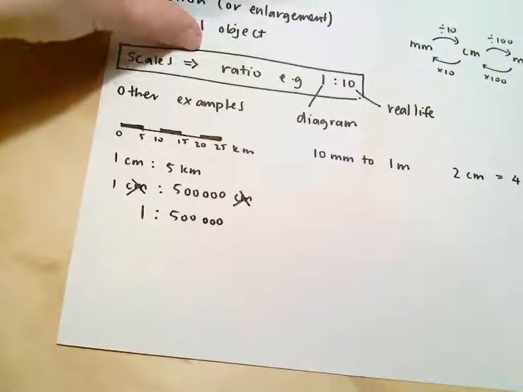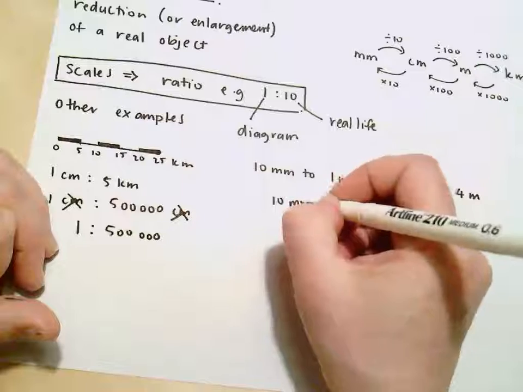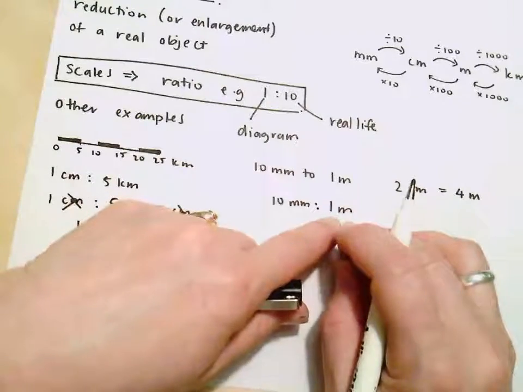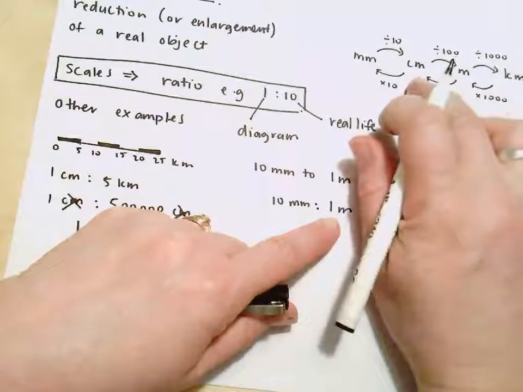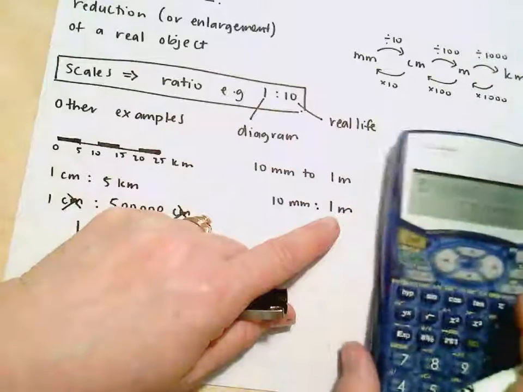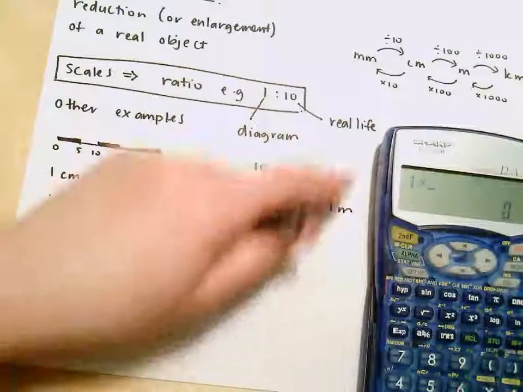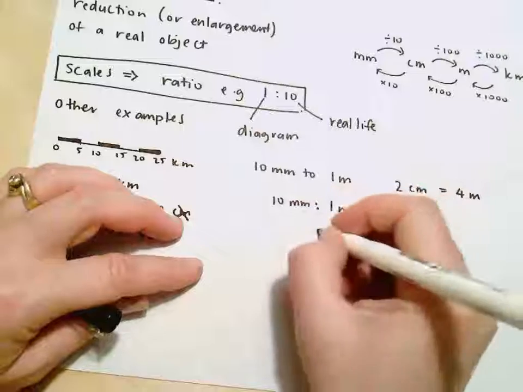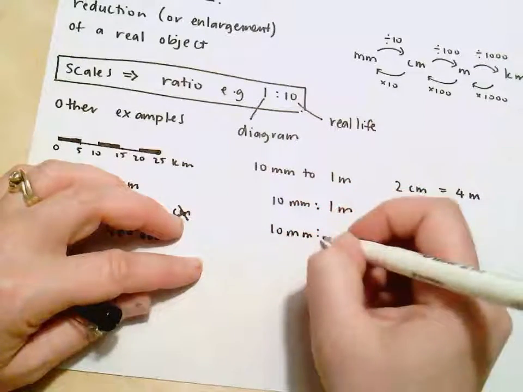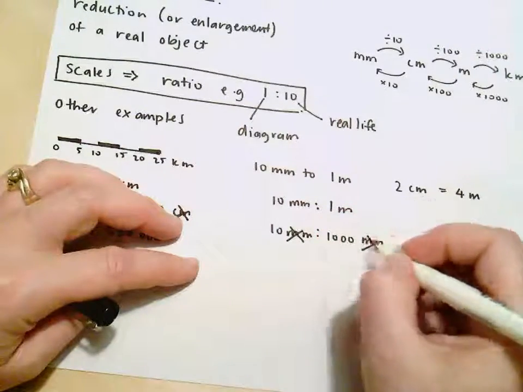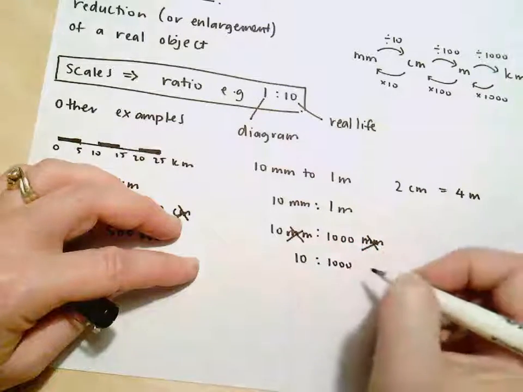So that's one example. This is a similar example. It's obviously written a little bit differently. They've got the word 'to' there, but this is just 10 millimetres is to 1 metre. Again, I need to get these into the same units. I'll convert metres into millimetres. I do that by first timesing by 100 to convert to centimetres, and then by 10. So my 1 metre times by 100, I'm doing it on my calculator so you can see, to turn it into centimetres, times by 10 to turn it into millimetres. So I can see that 10 millimetres is equivalent to 1,000 millimetres. They're the same units now, so I get rid of them. And this is 10 is to 1,000.